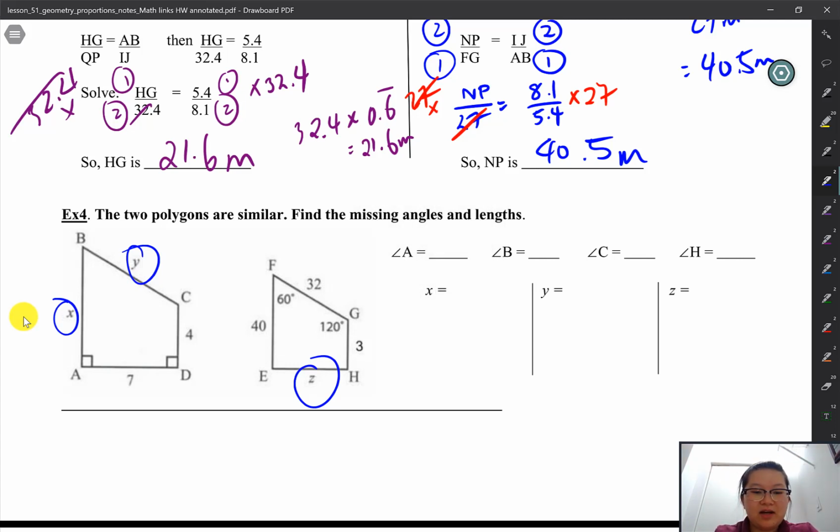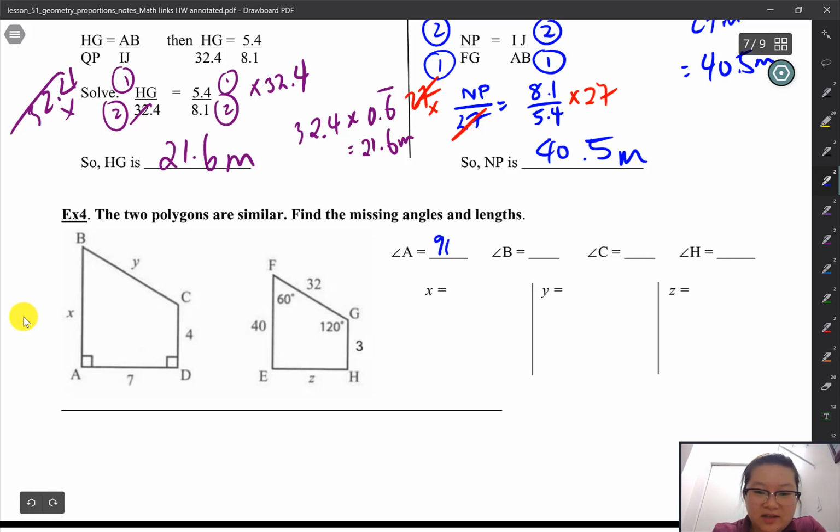All right, now my turn to go over it. I will go over the whole thing, so no pausing in between anymore. Starting with angle A. Angle A is given to us. It has a symbol there. It's 90 degrees. Okay, that's nice and easy. What about B? Well, we know that B must be the same angle as F since we are told that the polygons are similar. This must be 60 degrees.